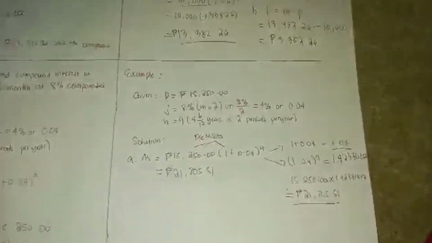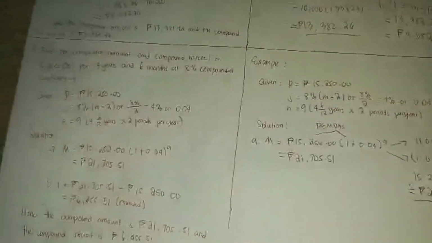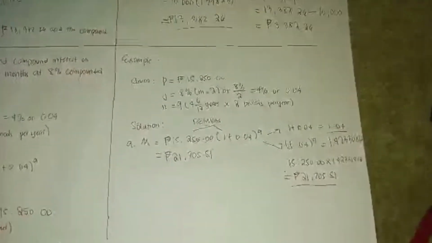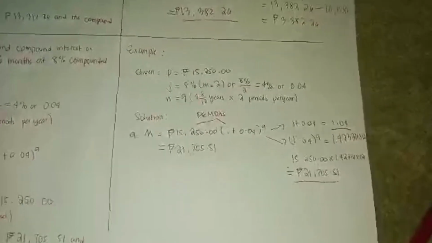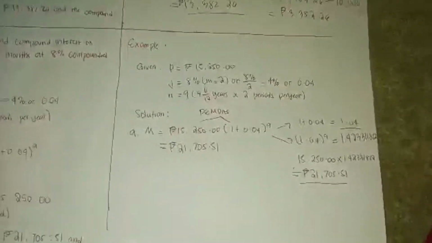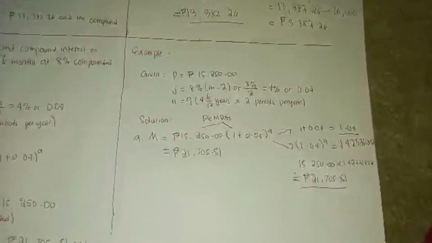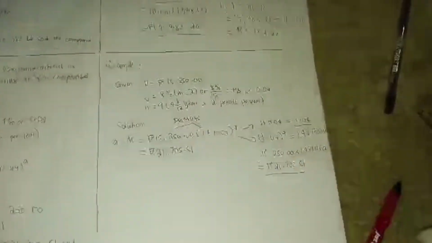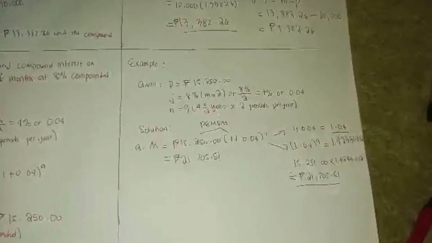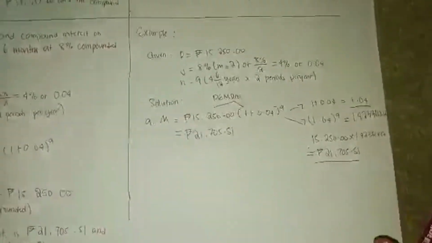Example given. Here's the solution, guys, of how to solve this. Number 2. Given P equals 15,250 pesos. G is equals to 8%, M equals 2, or 8% over 2 equals 4% or 0.04. N is equals to 4 and a half years, or 9 over 2 years, times 2 periods per year. Solution.